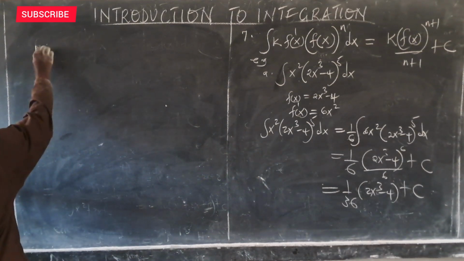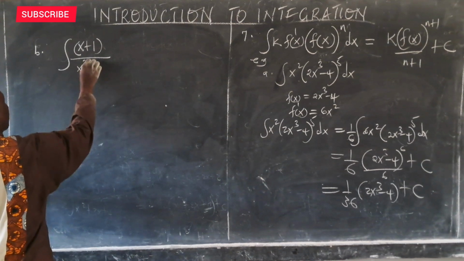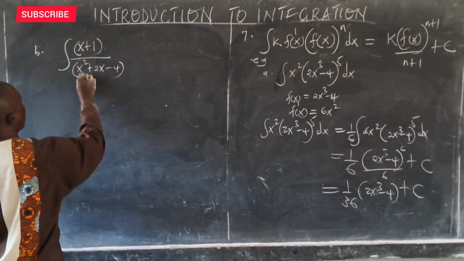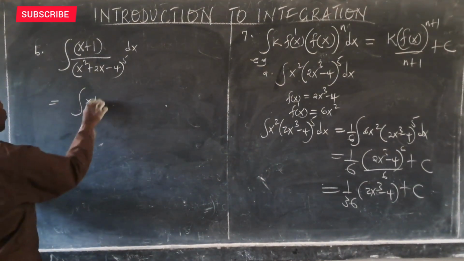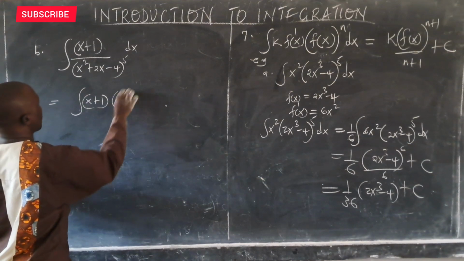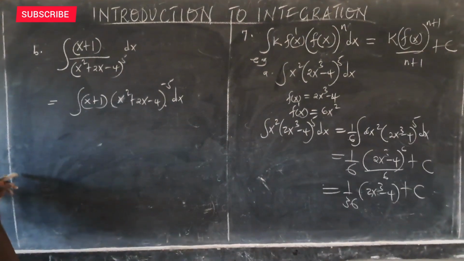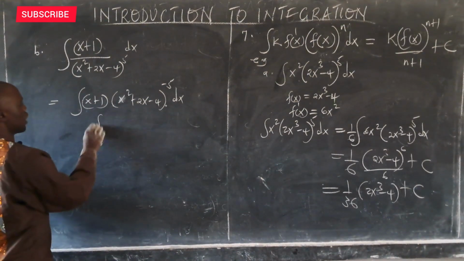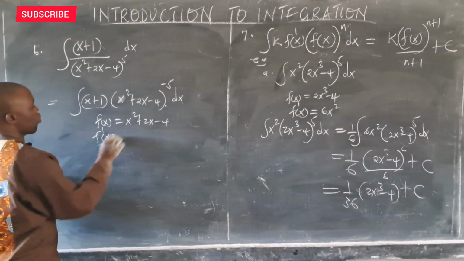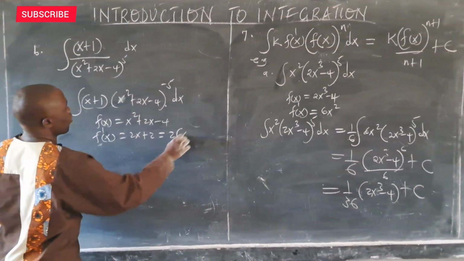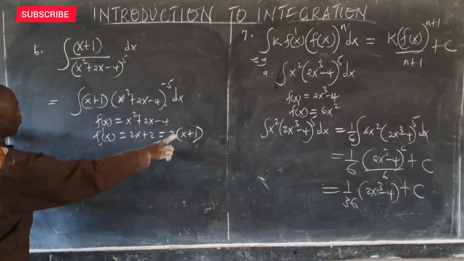So let's look at part B. What if something was x plus 1 out of x squared plus 2x minus 4, but this is power 5 dx. So you can break this down and rearrange it into x plus 1 into x squared plus 2x minus 4 to the power negative 5 dx. So if we differentiate this, so let fx be x squared plus 2x minus 4. So f prime x would be 2x plus 2, which is actually 2 into x plus 1. So I can express this using my function I've differentiated here.